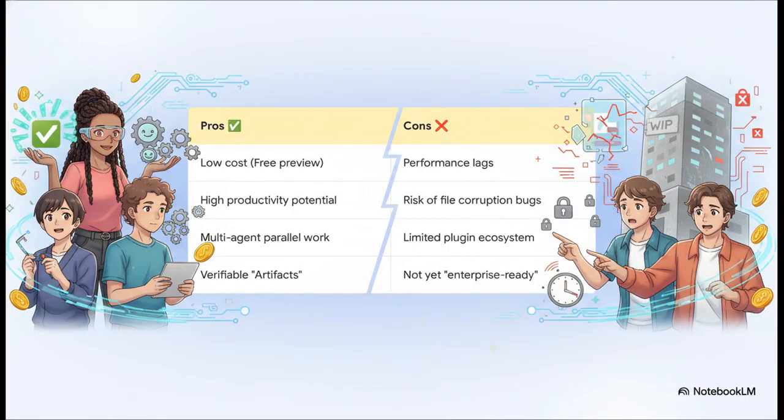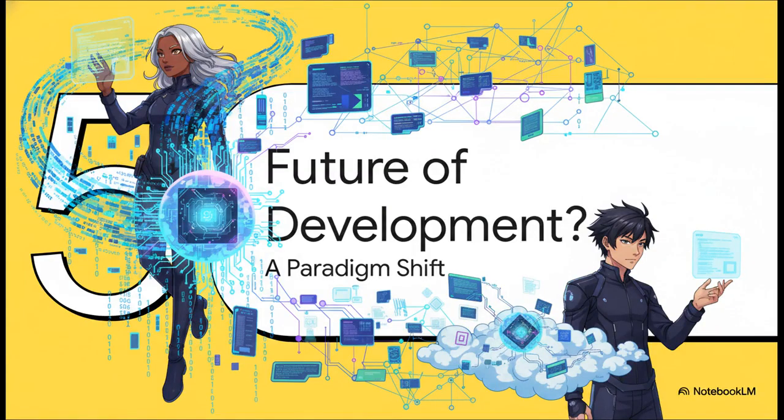So yeah, the early verdict is definitely a mixed bag. The pros are huge, right? It's basically free for now. The whole multi-agent thing has massive potential. And that artifact system for building trust, it's brilliant. But the cons are just as serious. Performance can really chug on big projects. That file corruption bug is an absolute deal breaker for a lot of people. The plugin ecosystem is tiny compared to VS Code, and let's be real, it is nowhere near enterprise ready just yet.